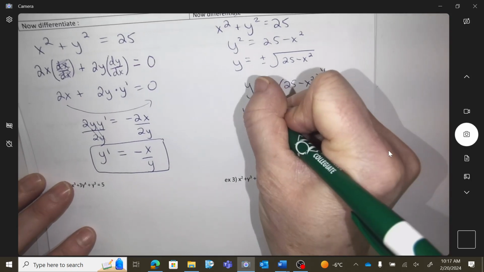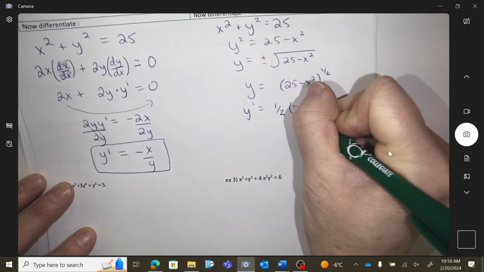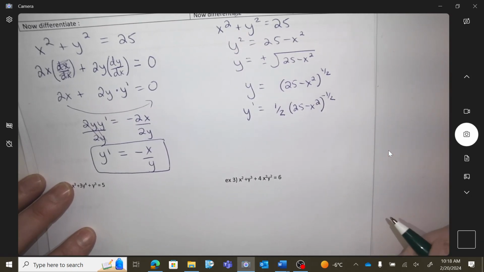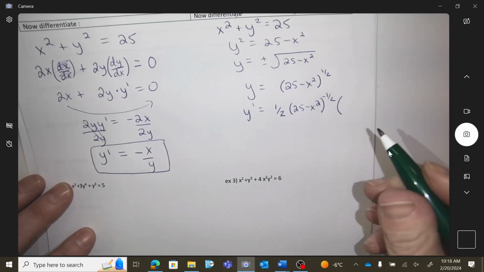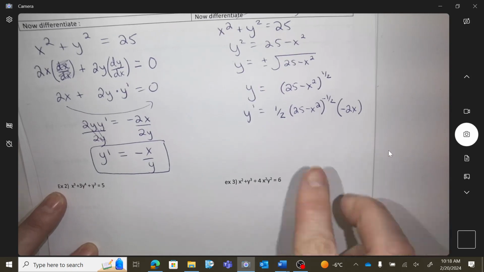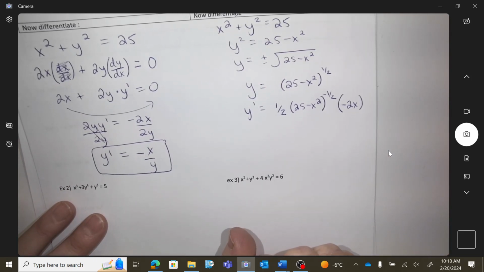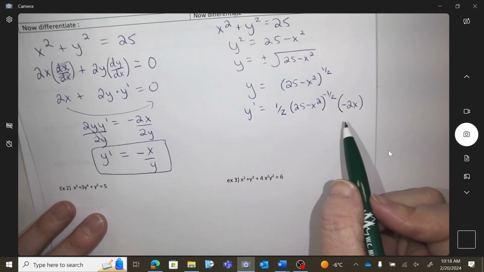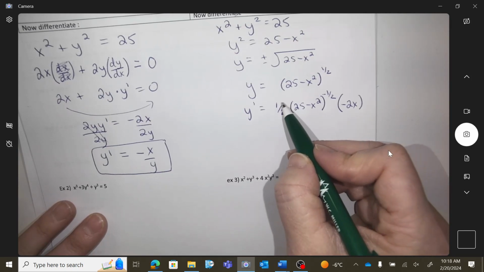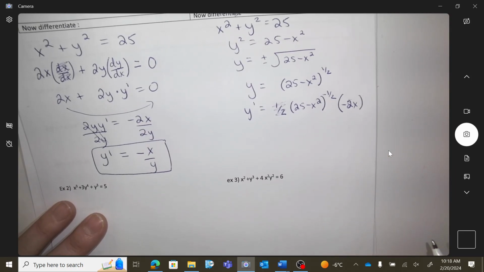Okay, derive this. So you're going to get 1/2 of those units, 1/2 of those units to the negative 1/2, right? Times the derivative of the unit. Okay, can I go like this? The 1/2 times 2, is that okay?